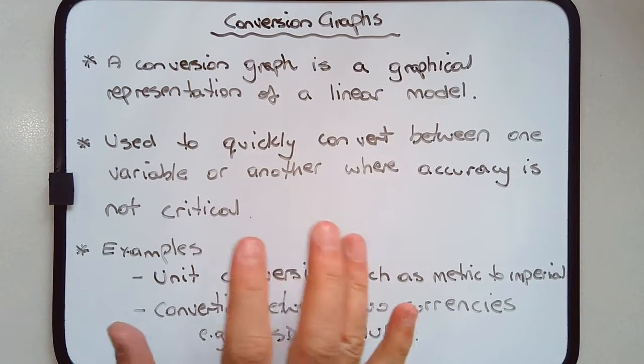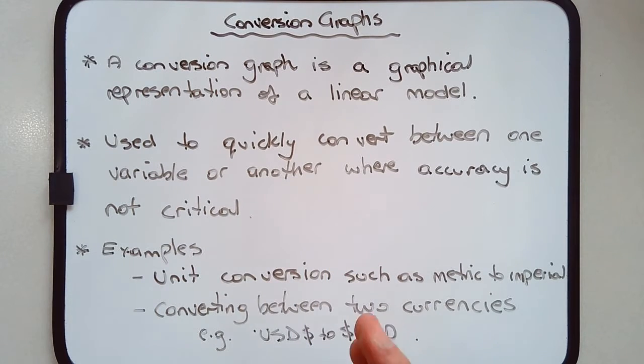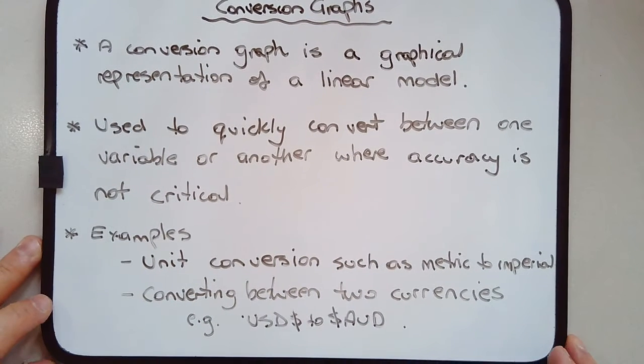Okay, so where accuracy is not the most important thing, but you just want a quick indication of converting between one unit or another, a conversion graph is very useful for that. As some examples, we could be looking at unit conversions, such as converting between metric and imperial. So for example, degrees Celsius to degrees Fahrenheit, or vice versa, or between miles and kilometers, kilograms and pounds, or maybe converting between two currencies, say, US dollars and Australian dollars. Okay, let's have a look at an example.